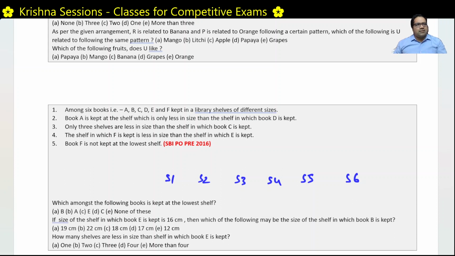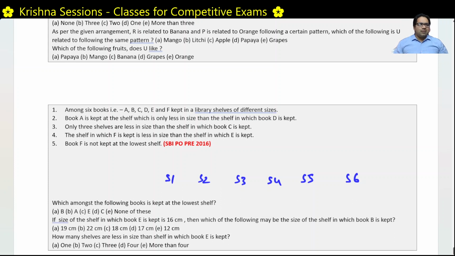This shelf in which book A is kept is less in size only to D. Right. What does that mean? There is nothing else which is greater than A's except D. Book A is kept in a shelf which is only less in size than the shelf in which D is kept. A is less only when compared with D. That means A is greater than everything else and it is less only to D.